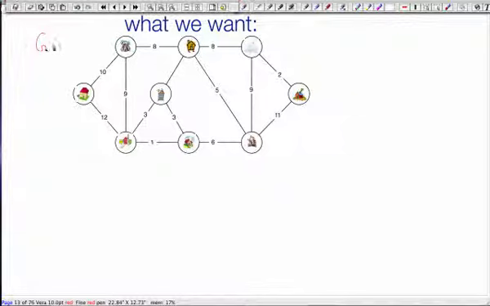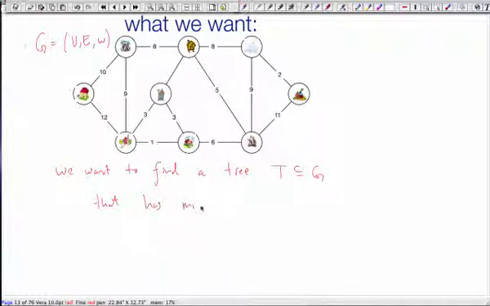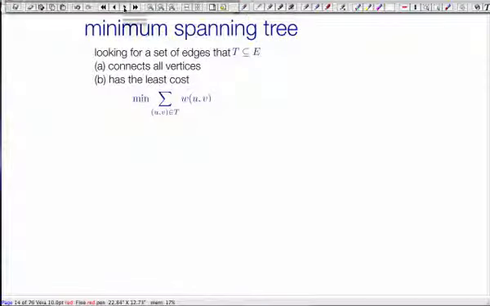So what we want, if we're given a graph G equal to (V, E, W), is to find a tree that's a subgraph of the graph we're given that has the minimum cost, or the minimum weight. We're looking for a set of edges such that that set of edges connects all of the vertices and has the least cost. And cost is just going to be the sum of all of the edges inside our tree.